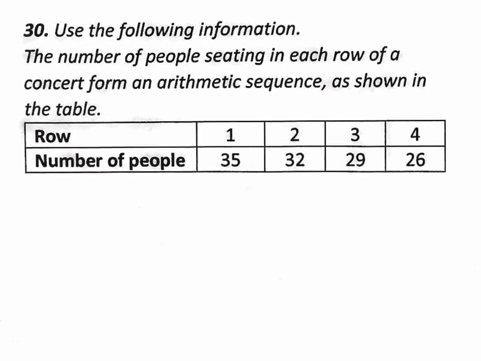This one's fun. Use the following information. The number of people sitting in each row of a concert form an arithmetic sequence as shown on the table. So there's a concert. Obviously, it's not a sellout crowd on this concert. But let's say the first row, right there, front row seats, there's 35 people in that front row seat, right? And then you go to the second row, there's only 32 people there. And then you go to the third row, there's 29 people there. And then you go to the fourth row, there's 26 people there. So obviously, the further you get from the front row seats, the less people that are in the seats, right?